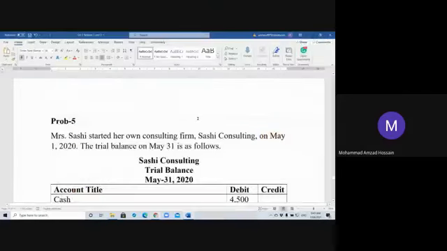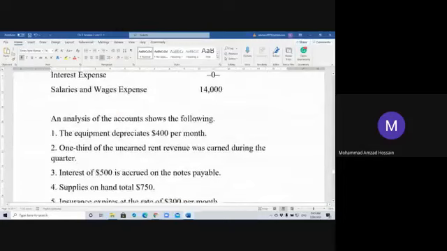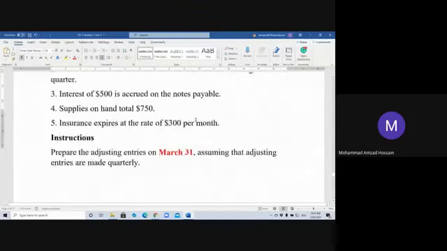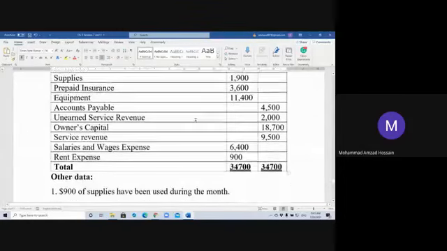So look, this is problem 4, and it is problem 5.